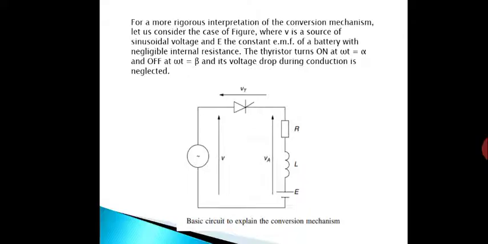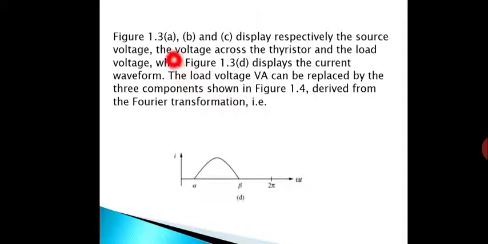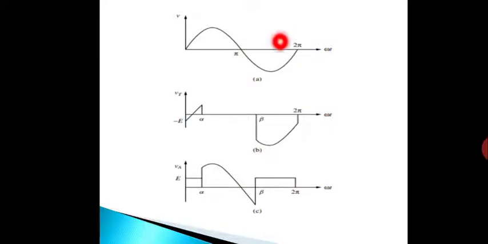and its voltage drop during conduction is neglected. The voltage drop in the thyristor is not being considered here. So this is the thyristor voltage, source voltage, and it is the voltage at the load side, VA. So figure 1.3 A, B, C. So this one A is the fundamental frequency. In B, here we can see the thyristor conducts, and then it will not conduct. So after this time only it will conduct, and after this time it will not conduct. So this is the total conduction time.